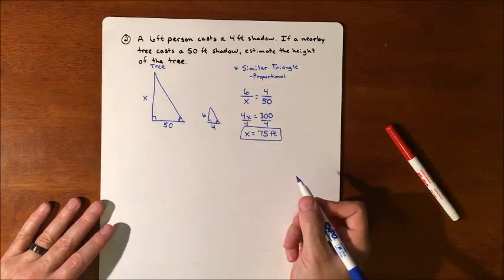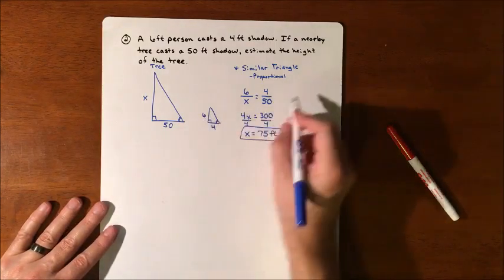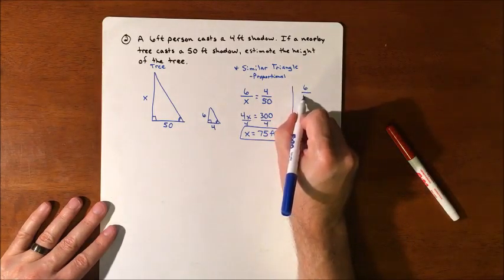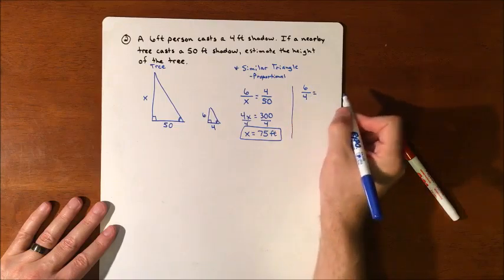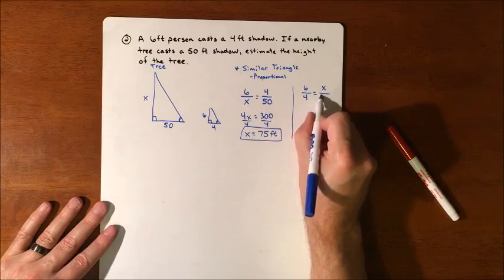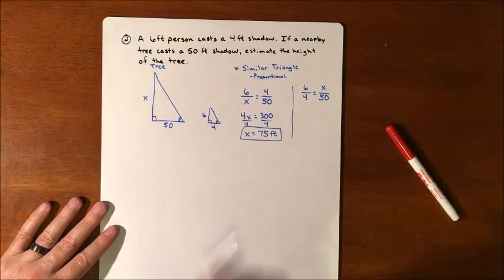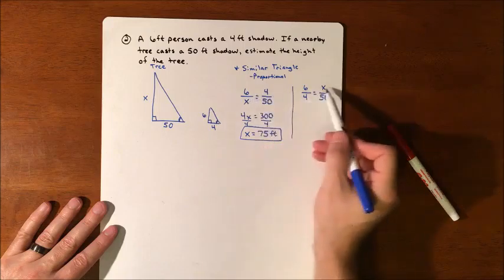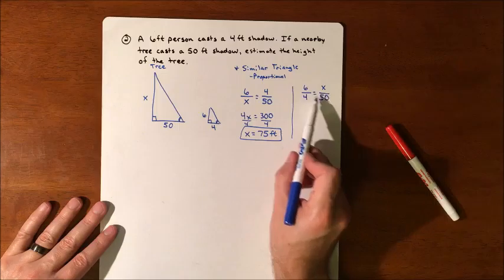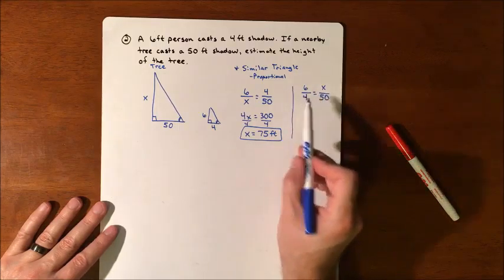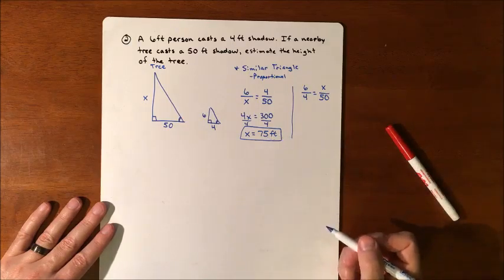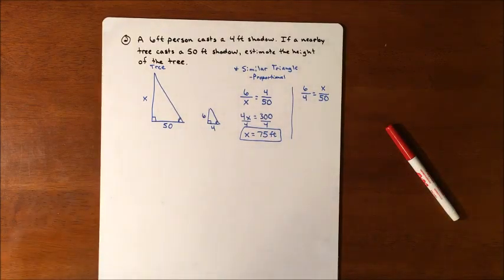Now we could have also compared this with, let's say we just took the person. If we had done the height of the person compared to its shadow is proportional to the height of the tree compared to its shadow. And if you notice, this cross product is 4x, so is this one. This cross product was 6 times 50, so is this one. So as long as you're consistent with your proportions, and then you use cross multiplying to solve it, you should be okay. All right, and that was dealing with proportions.